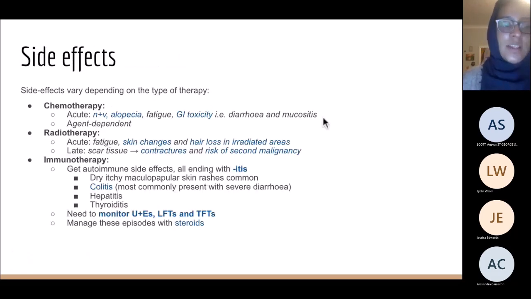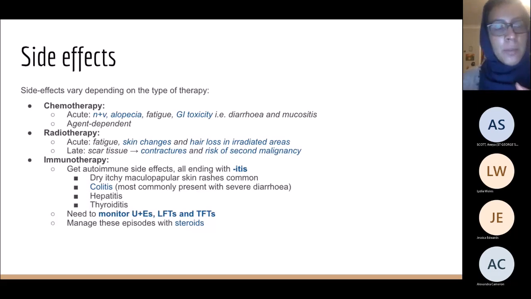Now, of course, with any of these managements, you've got serious side effects that you do need to be aware of, and of course patients will need to be counselled on it properly before undergoing these treatments, whether it's for curative or palliative purposes. So for chemotherapy, I'm sure you all know some of these side effects already, things like nausea and vomiting and alopecia. You also get GI toxicity, so you might get inflammation of your bowels, or of your colon, sorry, or your mucosal sites, and you will often get diarrhea as a consequence of that.